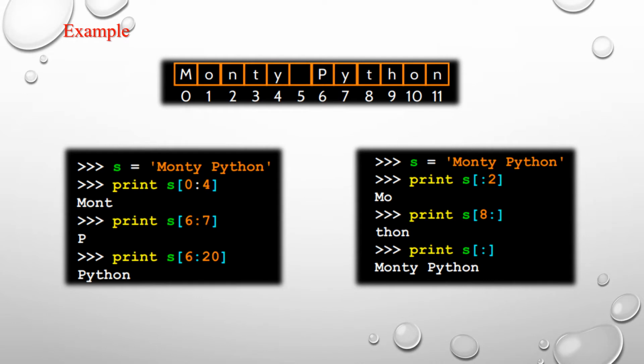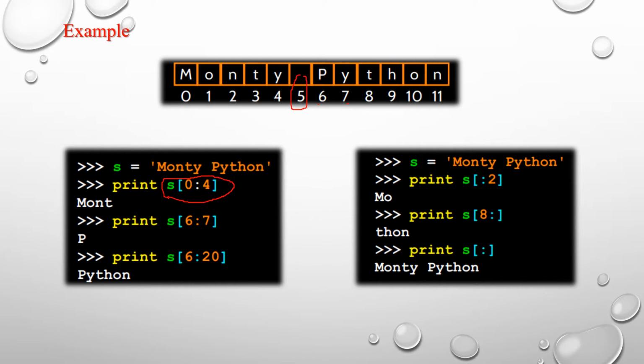So for example, let's consider Monty Python as the sentence. So this is the indexing. M is 0, O is 1, 2, 3, 4, and this is the fifth one, 6, 7, 8, 9, 10, and 11. So the n indexing is 11. Here s is equal to Monty Python. So within a code we write s equals Monty Python, the class is string.